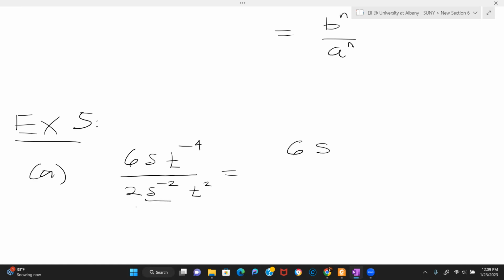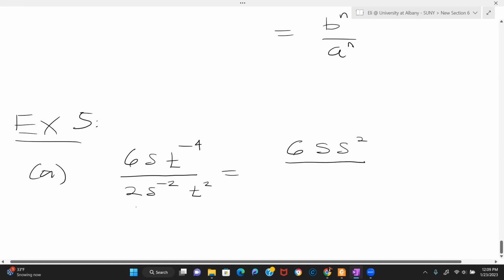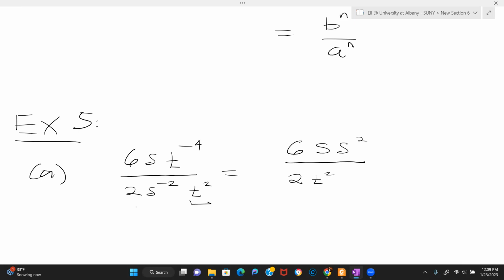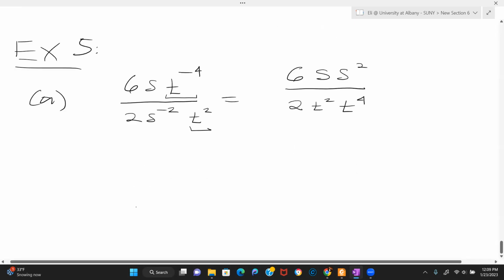And then I have this s to the negative 2. That's going to go into the numerator and become s to the positive 2. So I have s squared up here. And then in the denominator I have t squared. But don't forget, I flipped this into the denominator also to get t to the fourth. So I have 6 over 2. That can simplify, I have a common factor of 2, so I can cancel that. So I have just 3 in the numerator. Now I have s. Really, I have s to the first power, right? That's s to the first power.